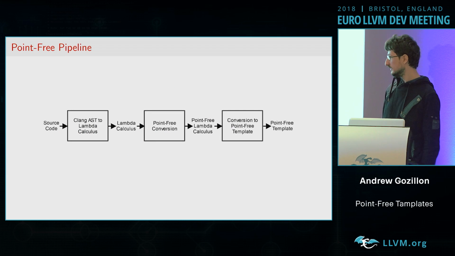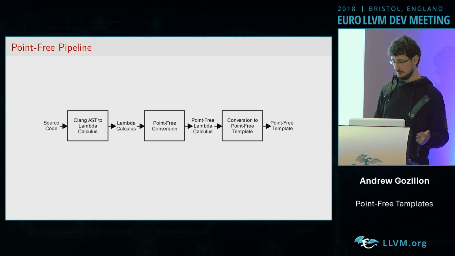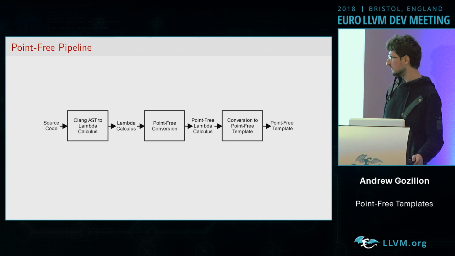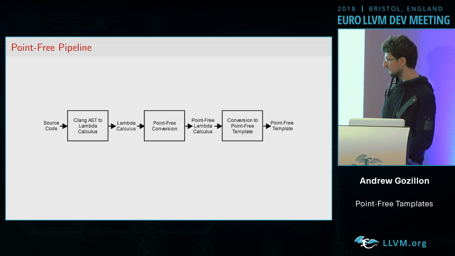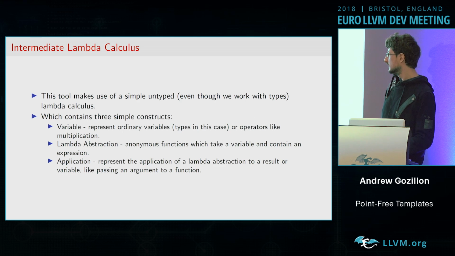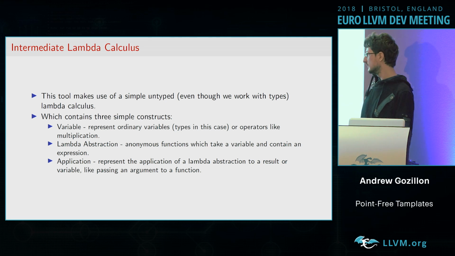So this is the pipeline here. We basically take source code and we convert that. We're using the Clang AST, we convert this to a Lambda calculus. And then this Lambda calculus is passed through a point-free conversion algorithm. Then this point-free Lambda calculus is outputted at the end, and we convert this to a point-free template basically through an algorithm. It's quite simple actually.